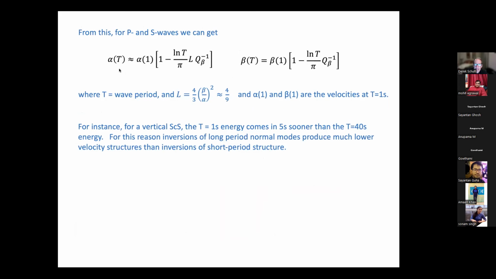And so what that means is the velocity of P waves and S waves, so alpha and beta, are going to be dependent on something like the wave period. So the wave period is proportional to 1 over the frequency. So alpha of T is going to be alpha of 1, which is the velocity at T equals 1 second, times this parameter here. And beta of T is going to be beta of 1 times this parameter here.